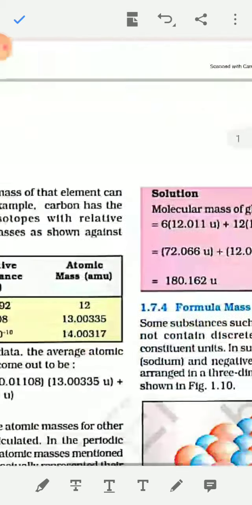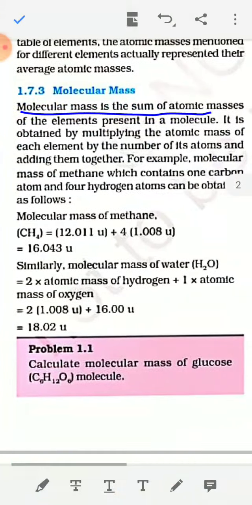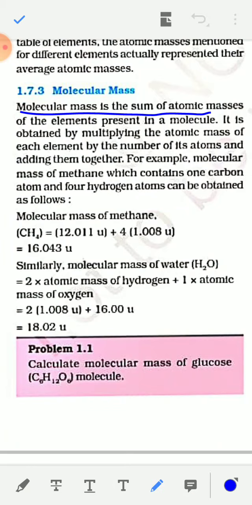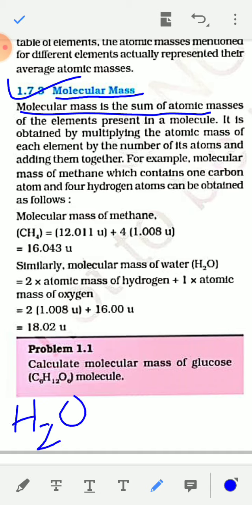Now see what is molecular mass. In simple words, like atomic mass, molecular mass means the mass of a single molecule. Molecular mass is the sum of the atomic masses of the elements present in a molecule. For example, in water, 2 hydrogen atoms and 1 oxygen atom are present. So what is the molecular mass of water?